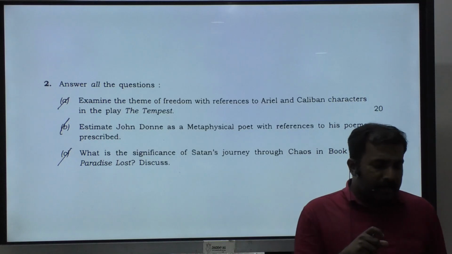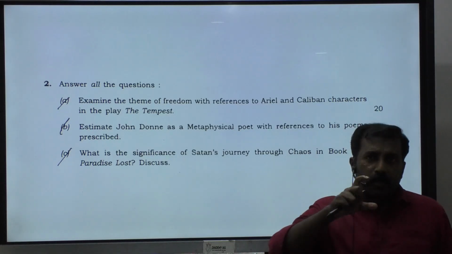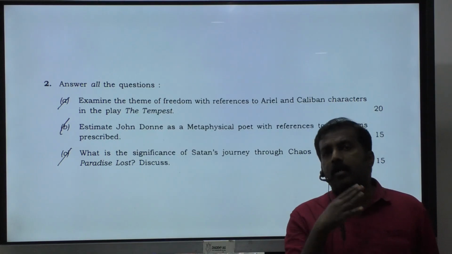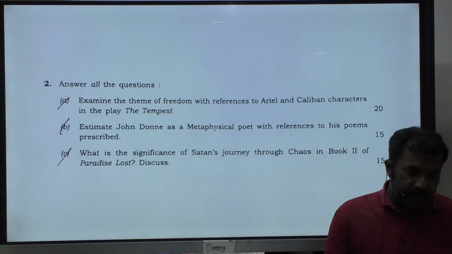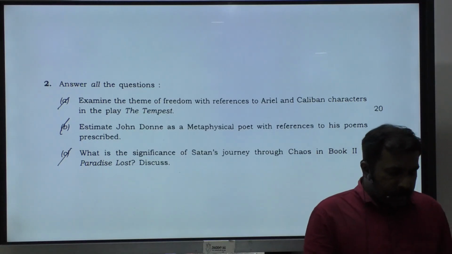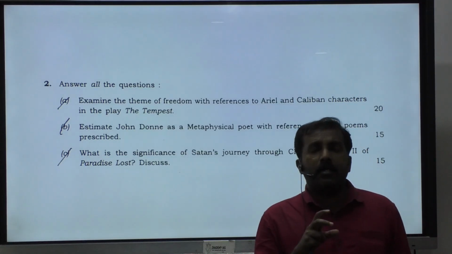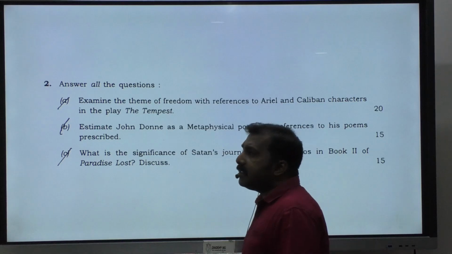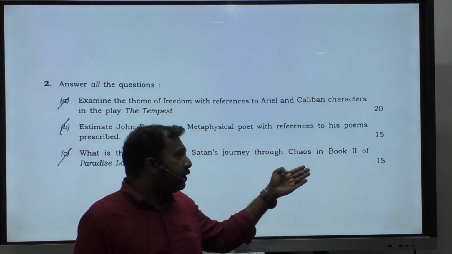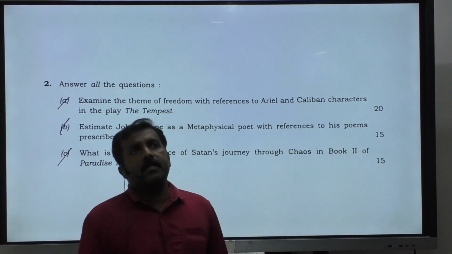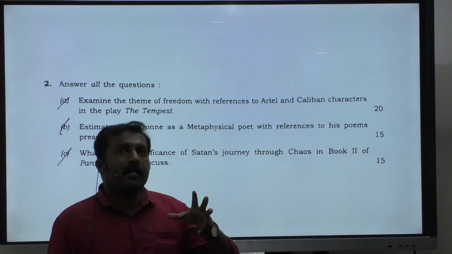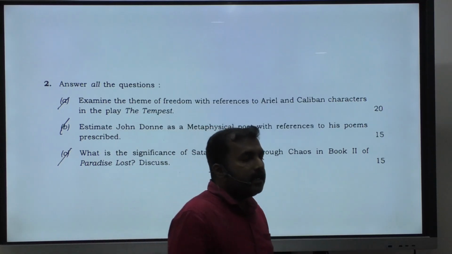Then the heroic pose of Satan and the consequences of rebellion. All these areas we have to concentrate on. So this is the main concept we have to give in this answer. Actually, you have to give this answer in an elaborate way. This is a 15-marker question, and with the help of some relevant lines and context, we can easily write the answer.